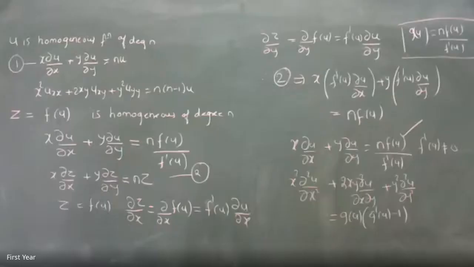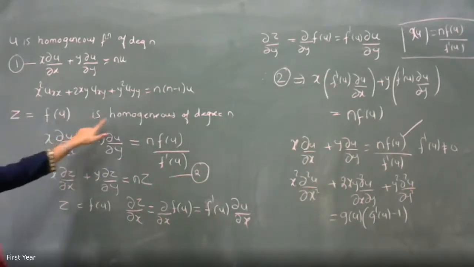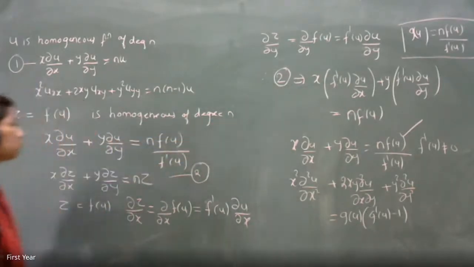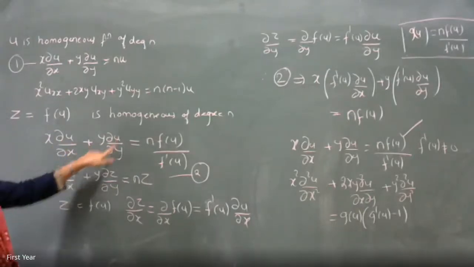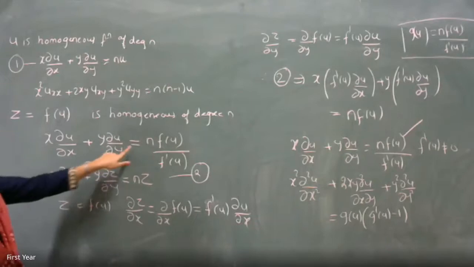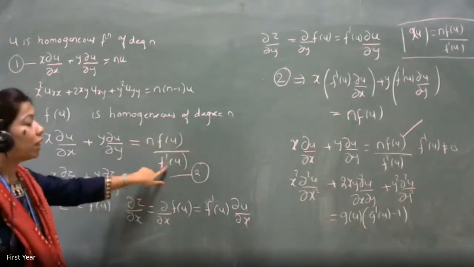Ma'am, can you please repeat? I'll repeat. If z is equal to f of u is a homogeneous function of degree n, I've written it on the board, then x del u by del x plus y del u by del y turns out to be equal to n f of u by f dash of u.